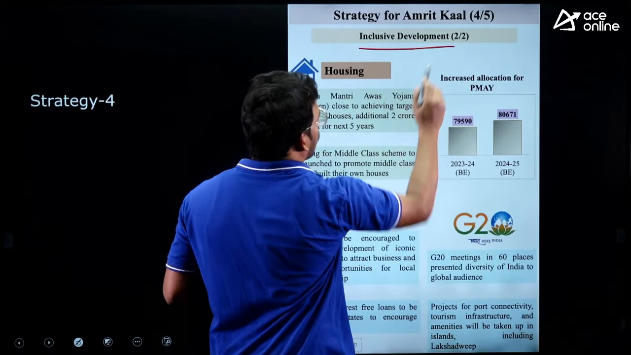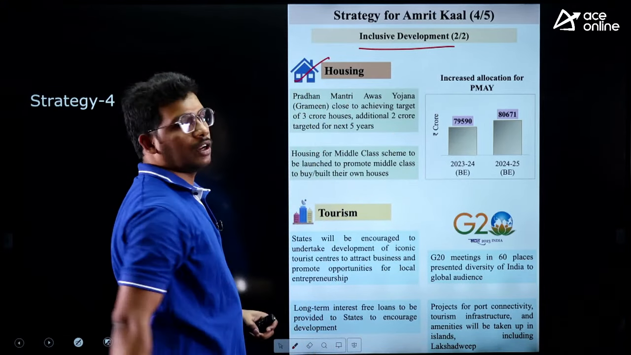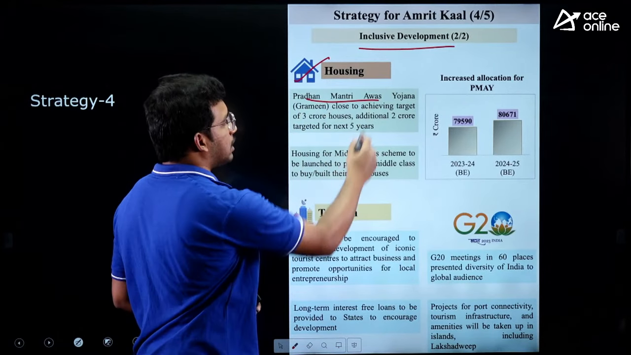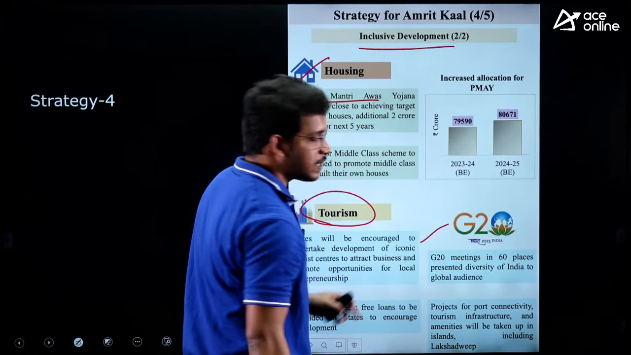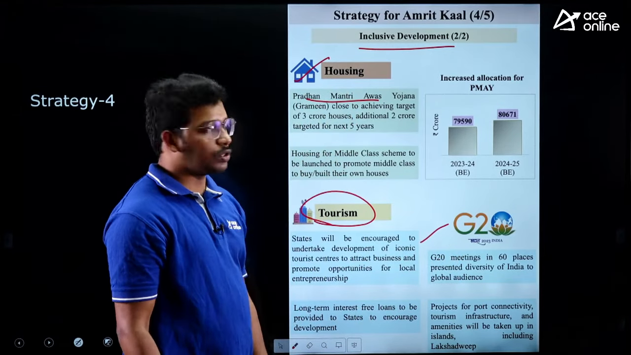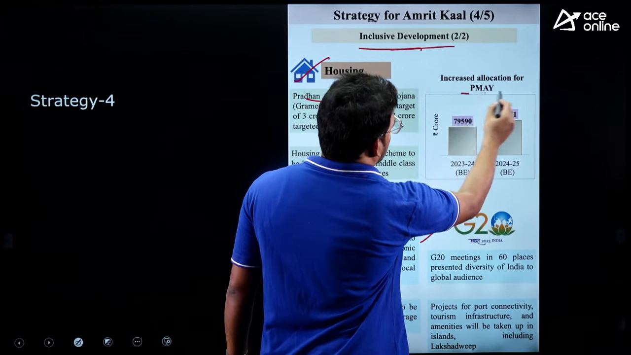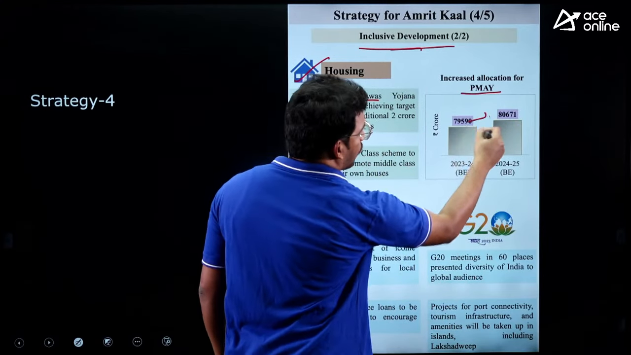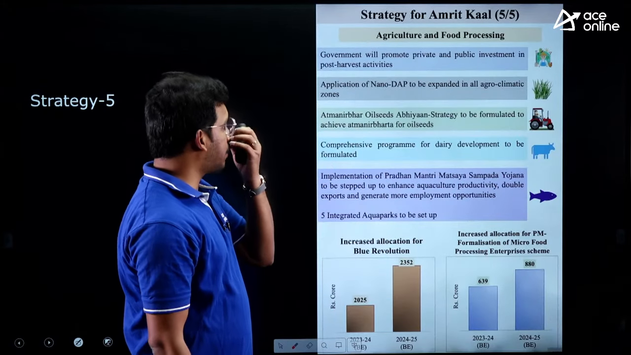Then the second provision under inclusive development is also given in the budget. They will focus on housing for everyone under Pradhan Mantri Awas Yojana. Then tourism also they are going to develop in selective places. These are the two subsectors that the government has put under inclusive development second. They have also allocated more funds to the housing sector. So these facts you can also remember.